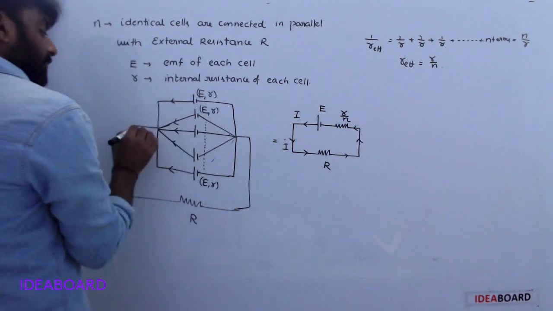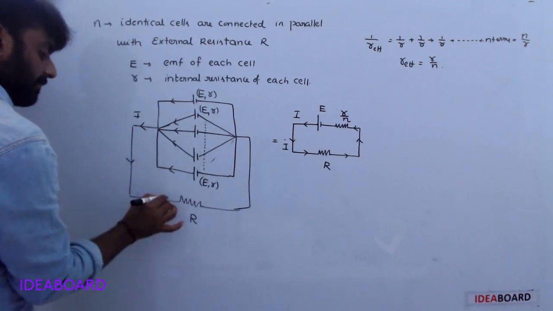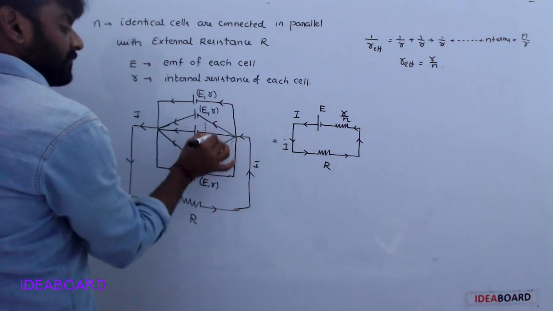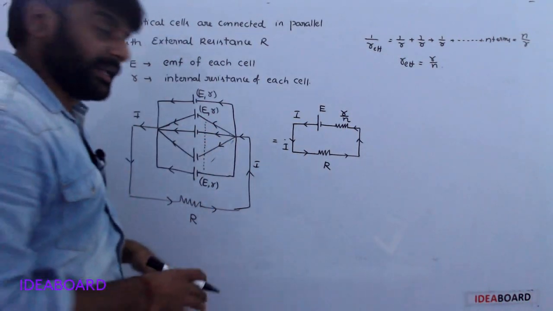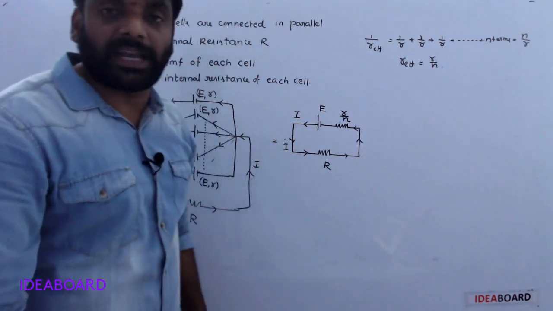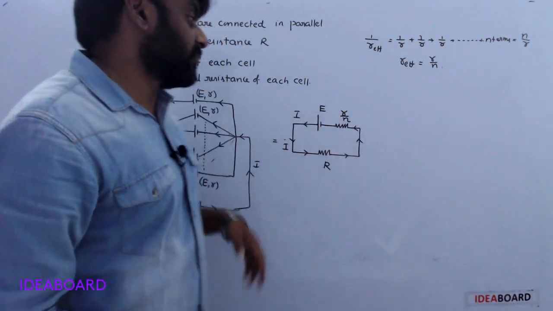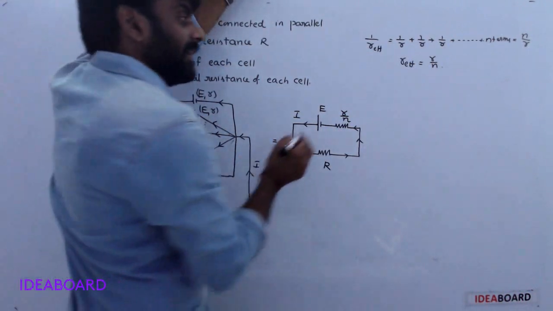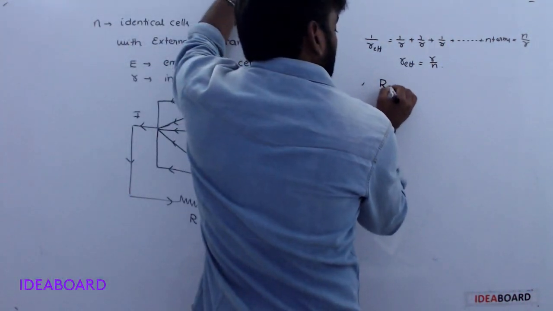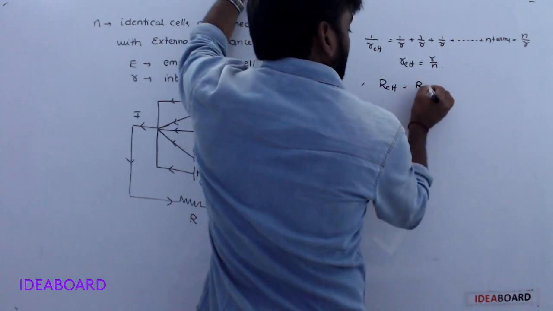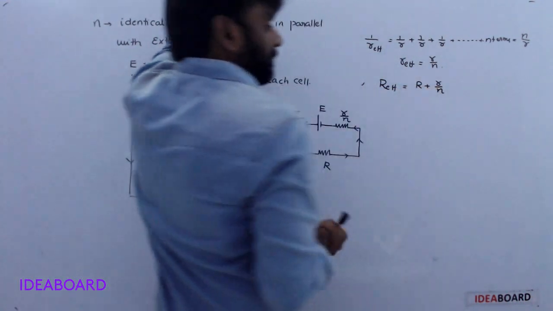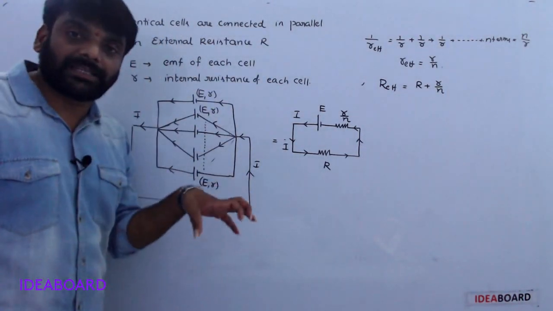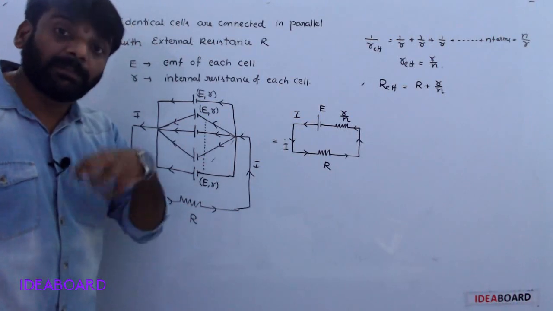Total current is I. It is split: first battery I1, second battery I2, third battery I3, in the nth battery I suffix N, like that. Now the internal resistance is always in series with the external resistance. So the effective resistance is equal to R plus r by N. Understood?